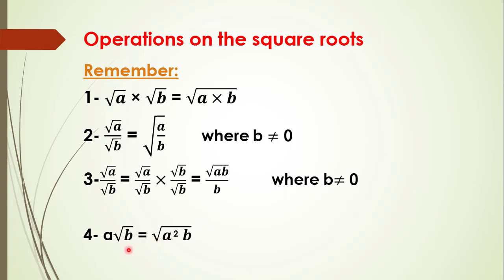Also, a root b is the same as root of a power 2 times b. Okay, so if you have a number outside the square root and you want to put it inside, you will multiply this number by itself, or it will be power 2 if this number is multiplied by the square root.